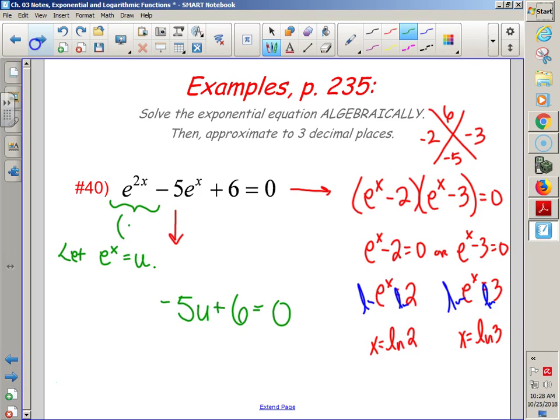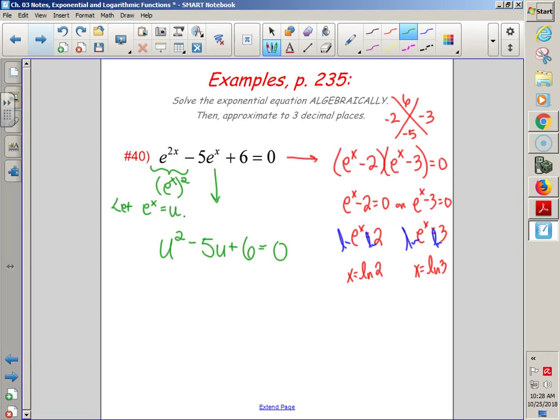Unless you realize e to the 2x is the same thing as e to the x squared. Pause. What happens if you raise a power to a power? You multiply. But you'd never write x2. That's awkward. You would write 2x. So this is really just an e to the x that's been squared. E to the 2x is just an e to the x that's been squared. So I can technically look at this entire problem as just being a quadratic.